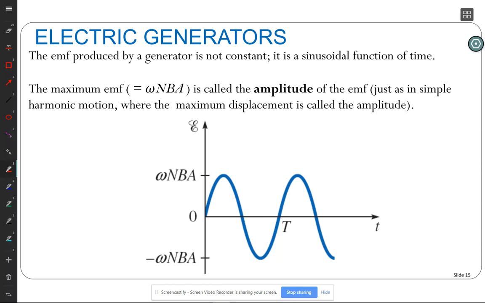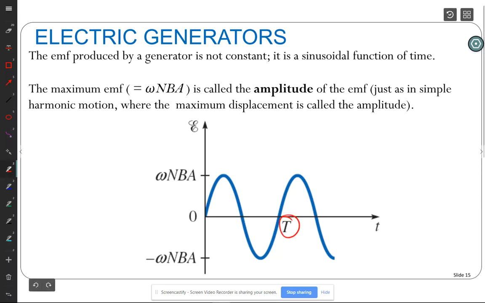So this is what your current or voltage, in this case voltage, because it's omega NBA. And once again, I remember that voltage max is omega NBA. It's the women's NBA. The torque was, I can't play in the NBA, INBA. The voltage is the women's NBA. So there are things I can remember.